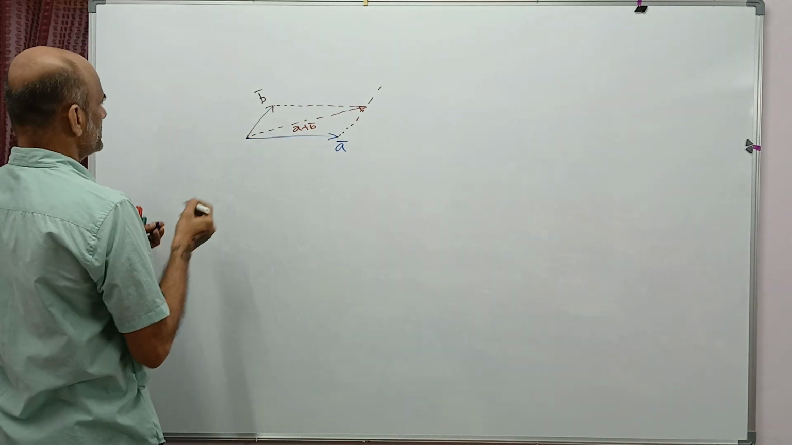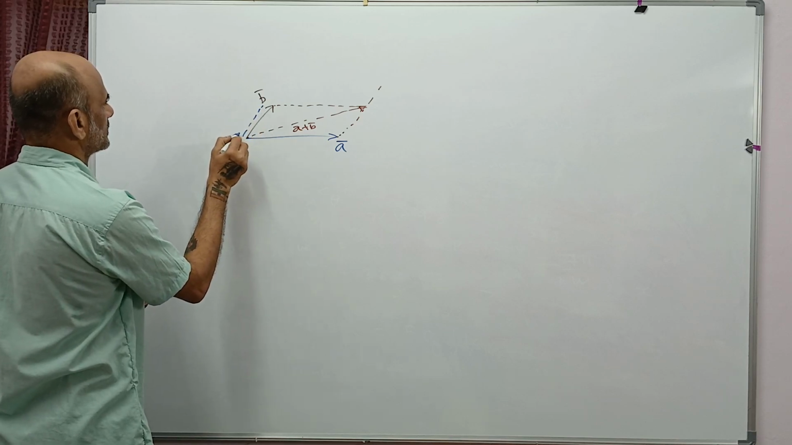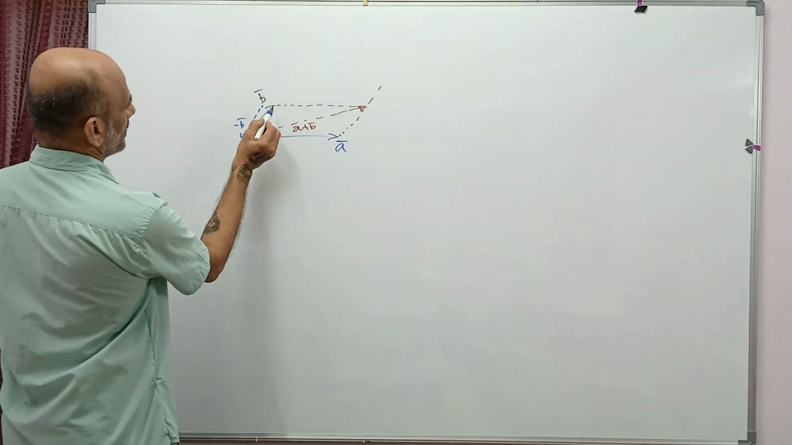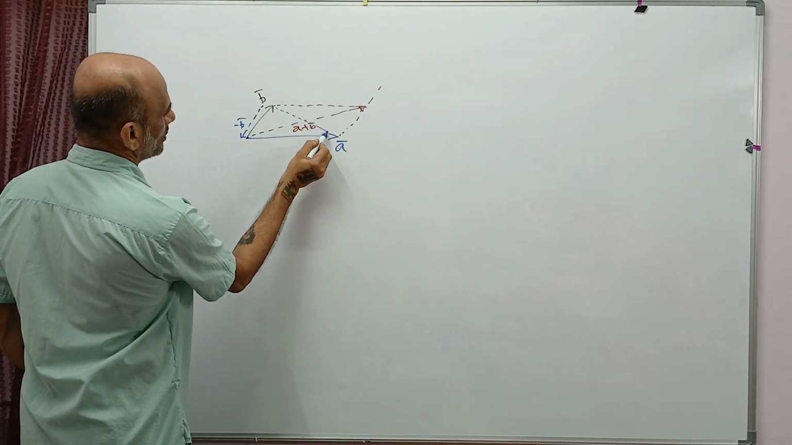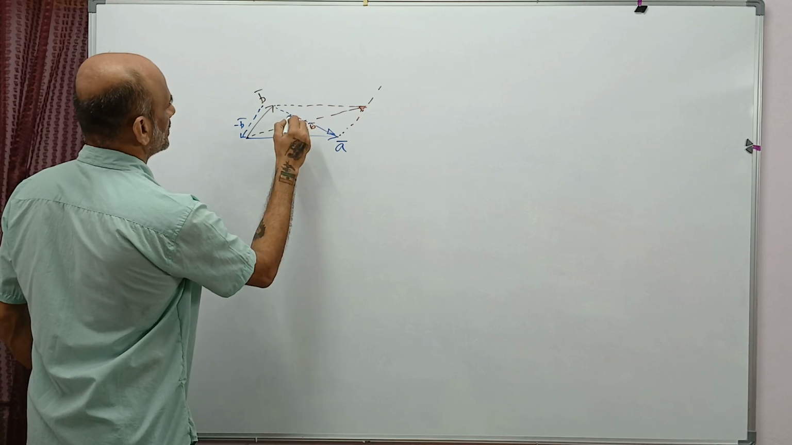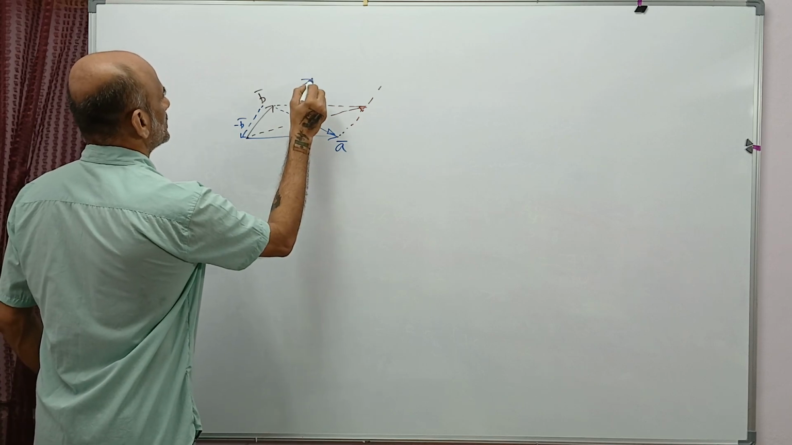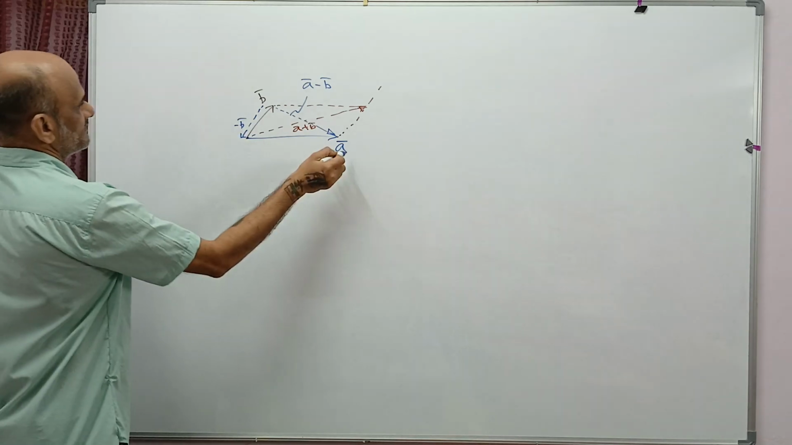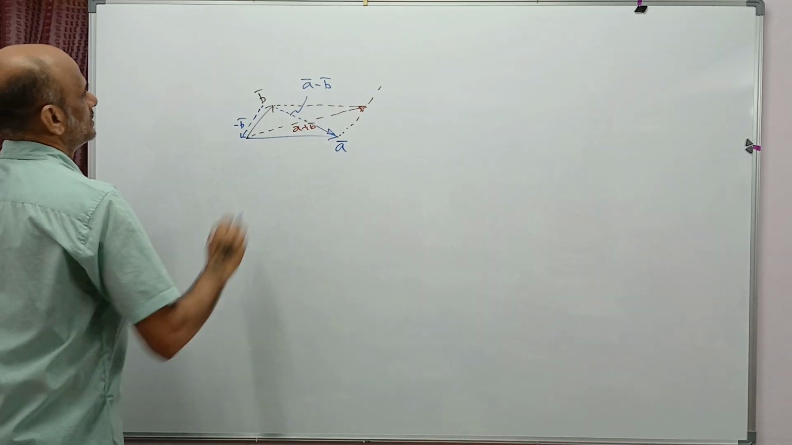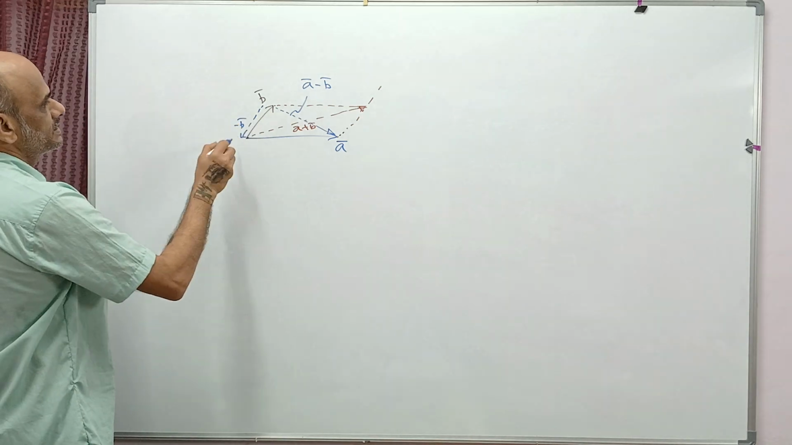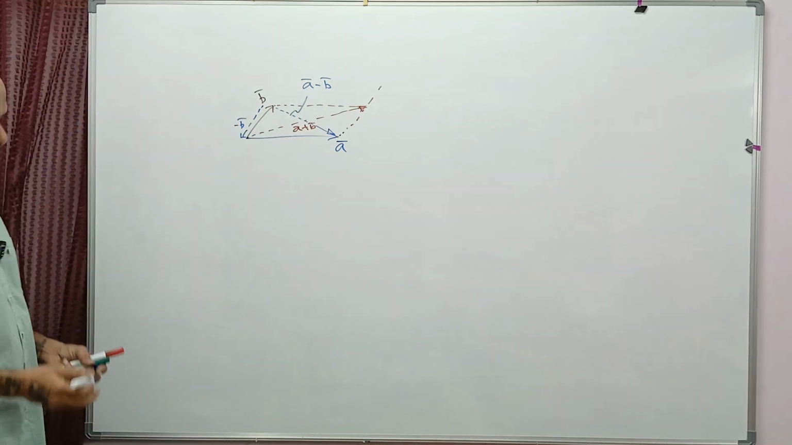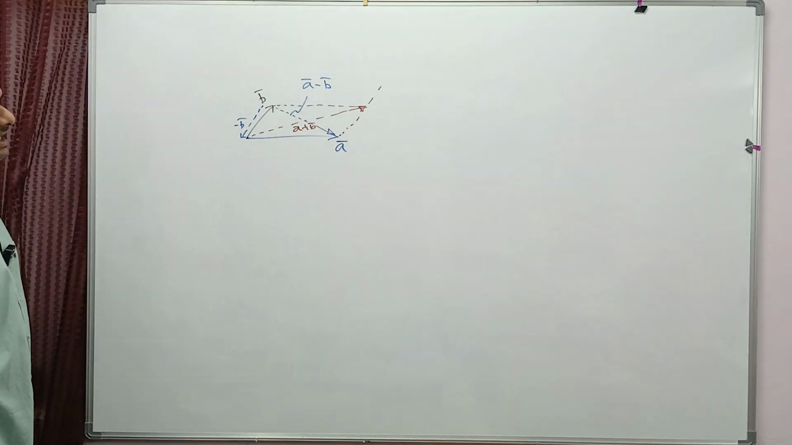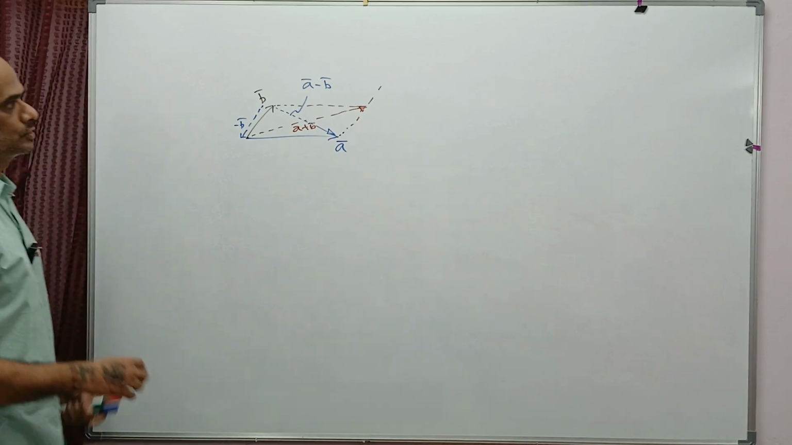B vector is like this, so minus B vector will be in this direction. So this vector going from here to here is A minus B. That can be got from the triangle of addition: one vector, second vector, head and tail touching. So this vector is minus B and then plus A, so that is A minus B. So in a parallelogram formed by the vectors A and B, one diagonal is the sum of the two vectors, A plus B, and the other diagonal is the difference of the two vectors, A minus B.